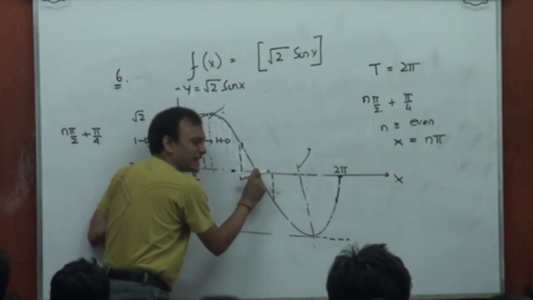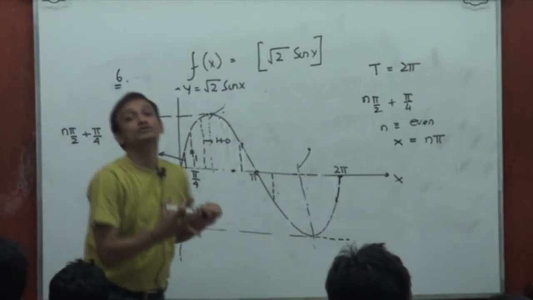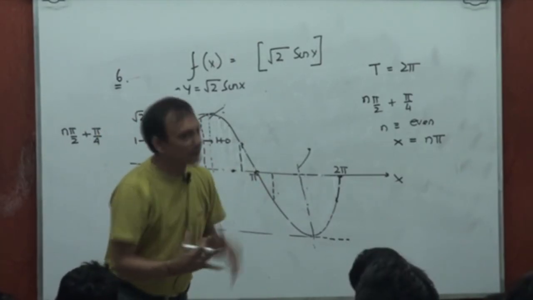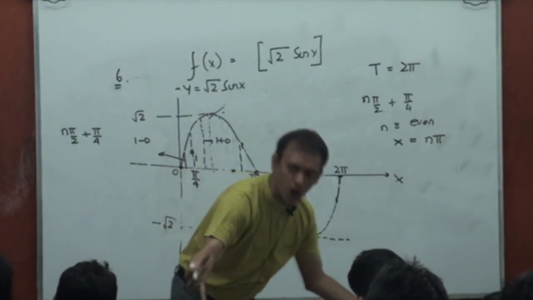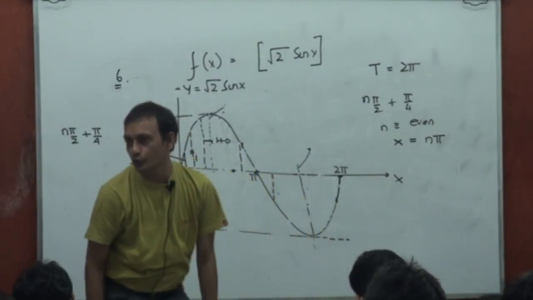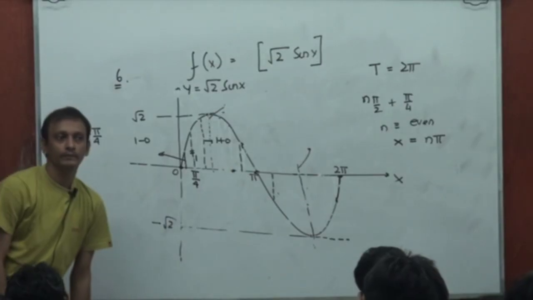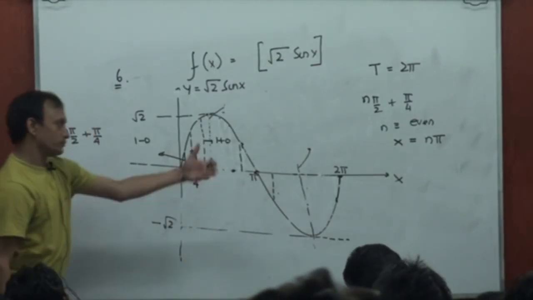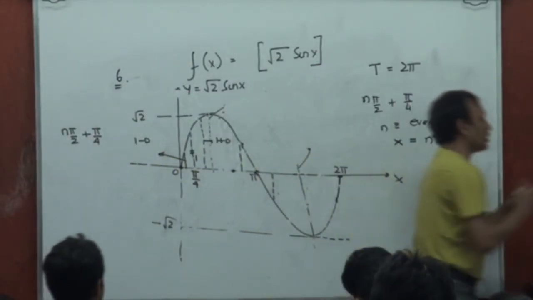So the function at x equal to n pi will be discontinuous, and therefore not differentiable, yes or no, right? Got me? So that takes care of all the options.